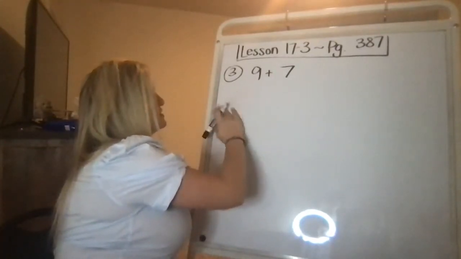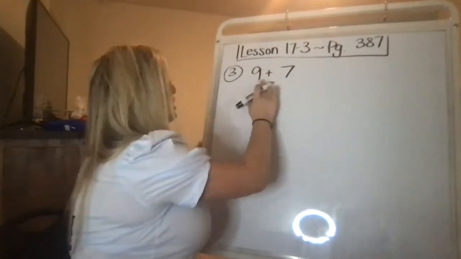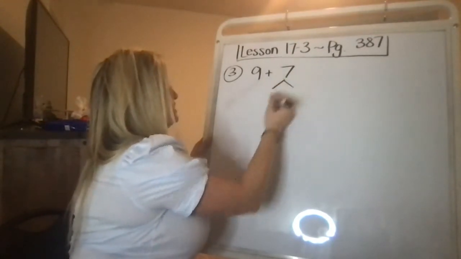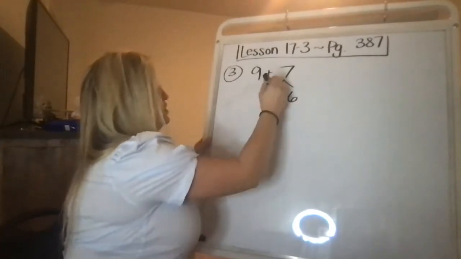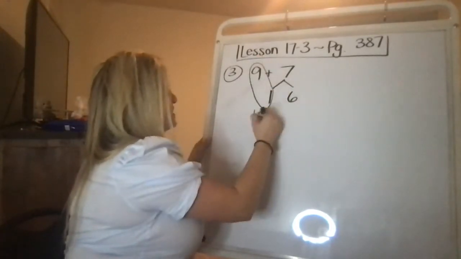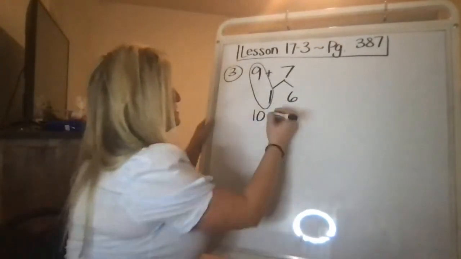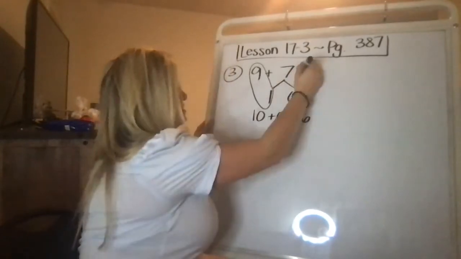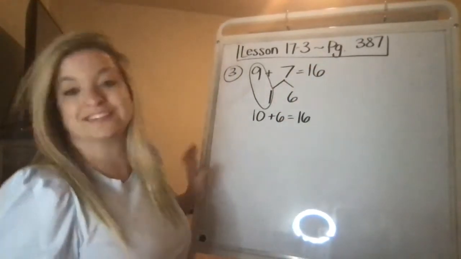Actually, you know what? Let's make 10 out of this. If I'm going to break this down, I would break it down into 1 and 6 because I know I need this 1 to make 10. So 9 plus 1 is 10. Drop down the 6. 10 plus 6 is 16. 9 plus 7 is 16. There are 16 books in all.